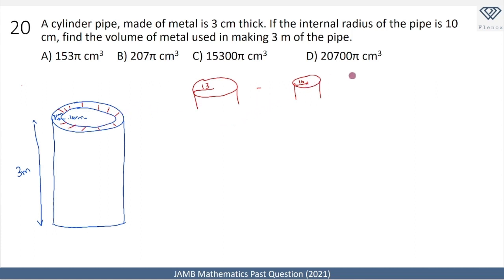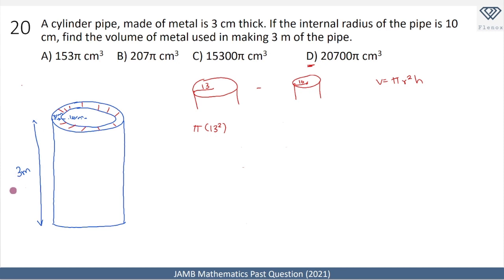Now we know that the volume of a cylinder is given as pi r squared h. So this is the formula for calculating the volume of our cylinder. So we can apply that to this. So we have our pi, our radius here is 13 squared, and our height here is 3 meters. But before we proceed, we have to look carefully. We've been given our radius in centimeters, thickness in centimeters, and our options also in centimeters. So that means we have to convert our height also to centimeters before we can proceed.